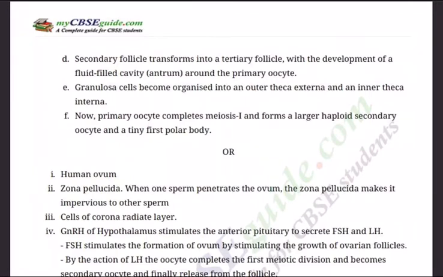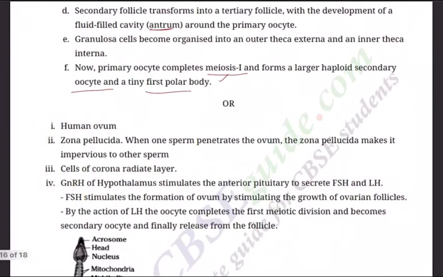Now there is a choice for this. Before that, still more, the secondary follicle transforms into a tertiary follicle with the development of a fluid-filled cavity. We call it the antrum, around the primary oocyte. Granulosa cells become organized into the outer theca externa and inner theca interna. And now the primary oocyte completes meiosis 1 and forms a larger haploid secondary oocyte and a tiny first polar body. You got a choice for this question.